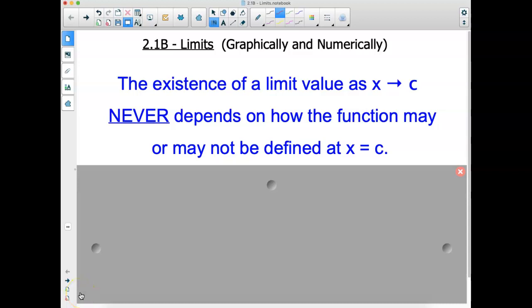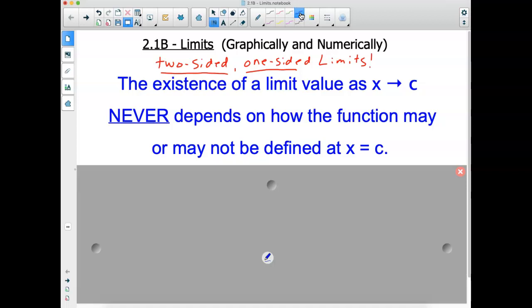Today's text, section 2.1b, limits graphically and numerically, and specifically we will be looking at two-sided limits as well as one-sided limits. Almost every limit we've done thus far this year has been a two-sided limit. We will look at one-sided limits as well and how the notation changes.